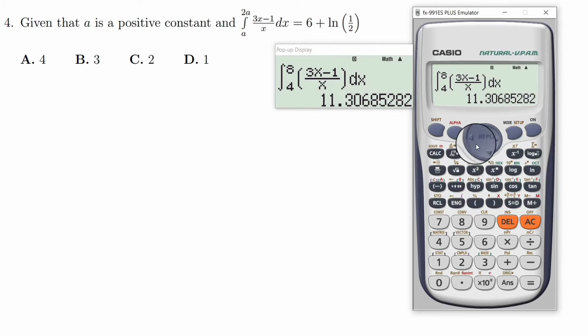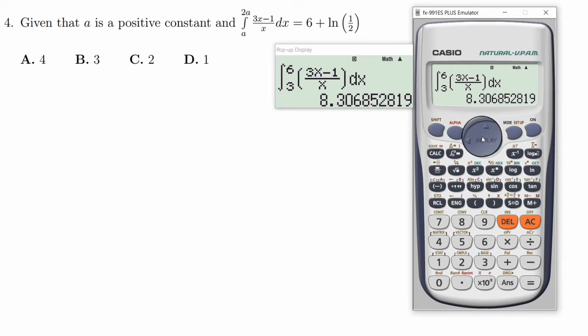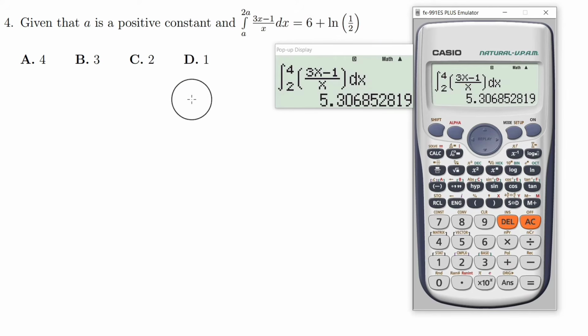So let's go again. We can just press the back button, then press the arrow down button to navigate back to the lower limit and the upper limit. Here we have this to be 4. We are choosing option B now, that means we try 3, then this will be 6. Boom, we have 8.30. That's now our answer. Let's try 2. So here we have this to be 2, then here should be 4. Just do a little bit of editing. So we have 5.30.